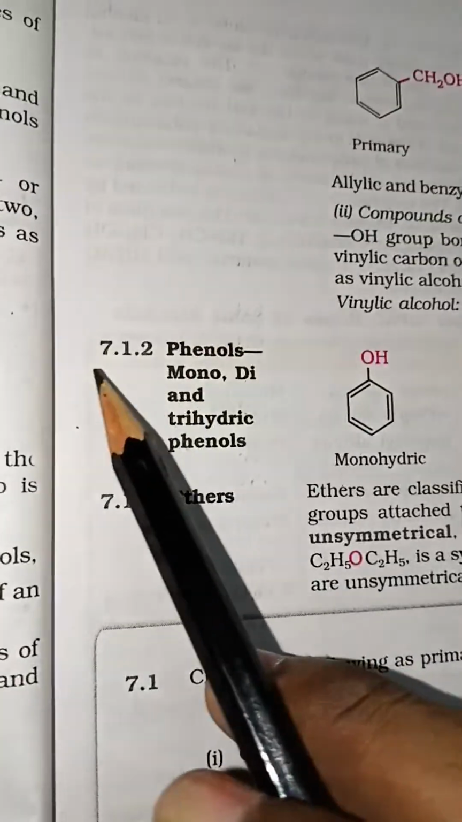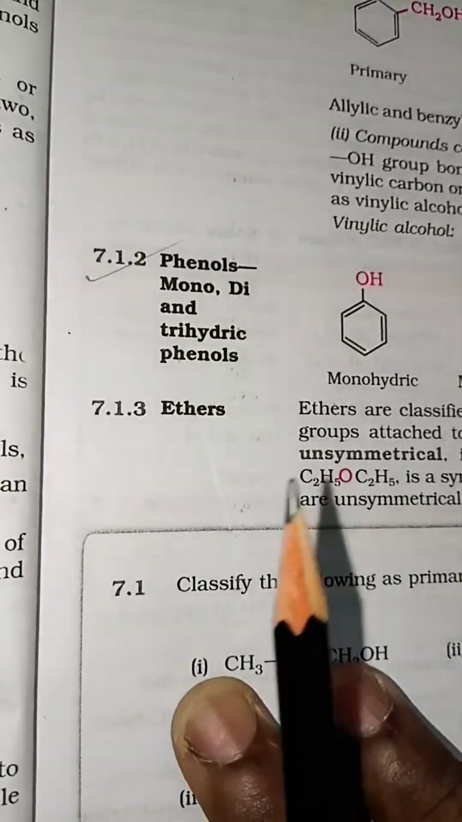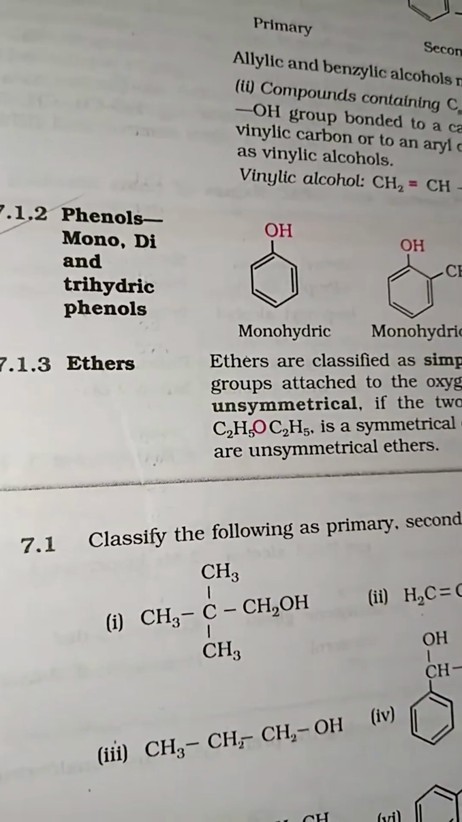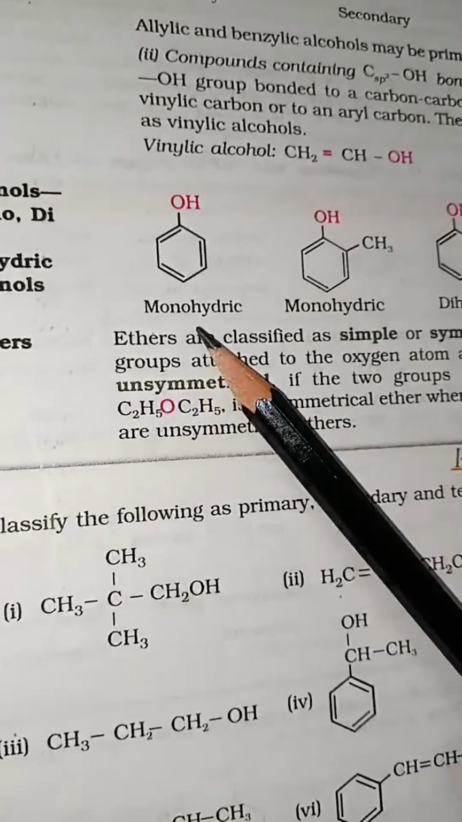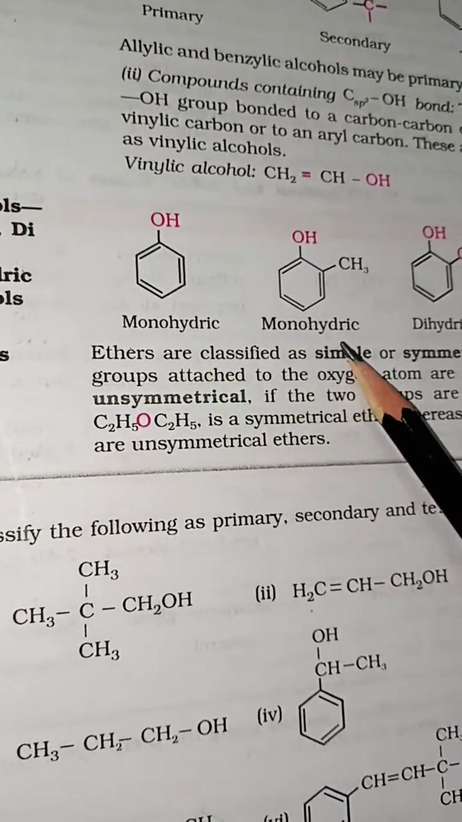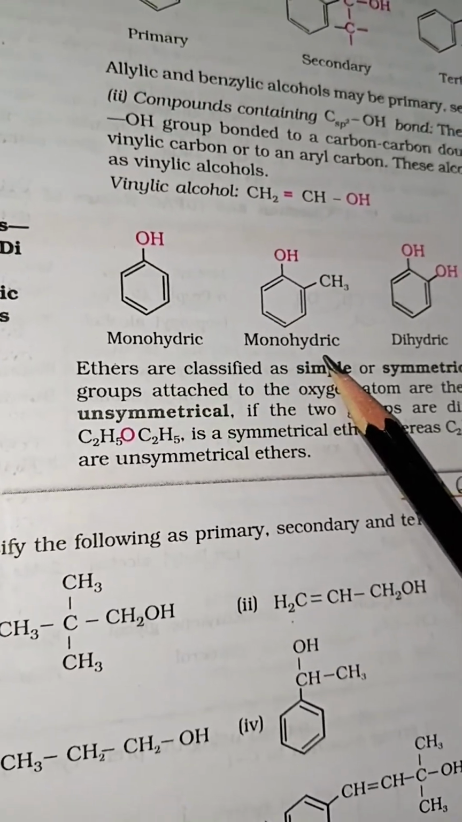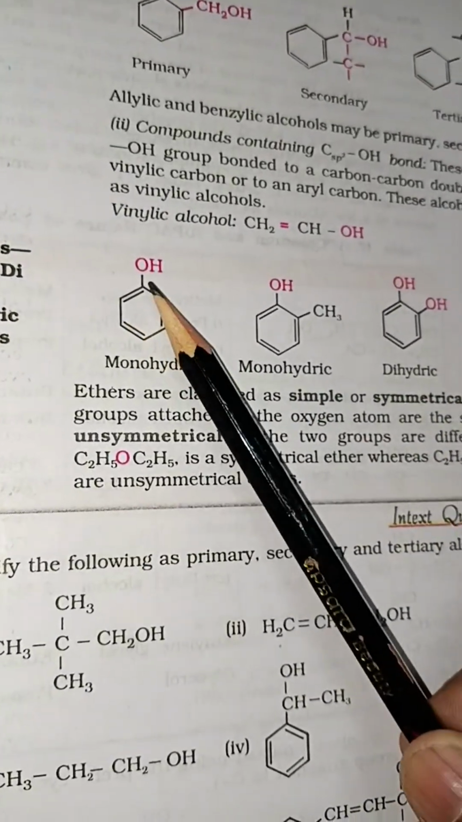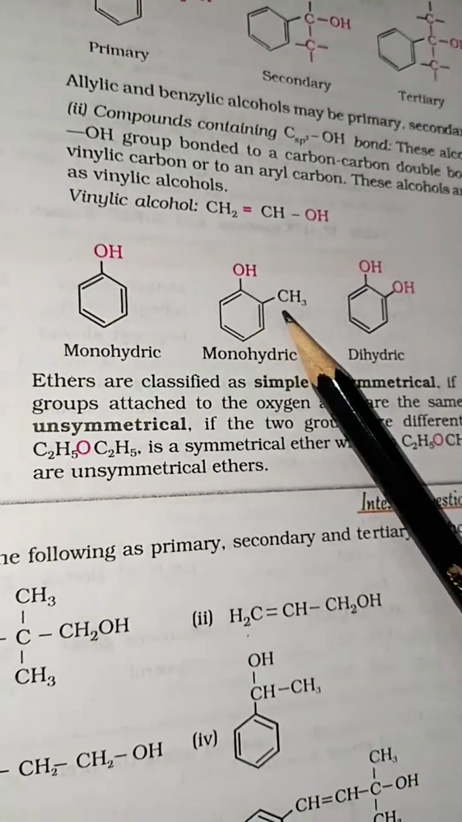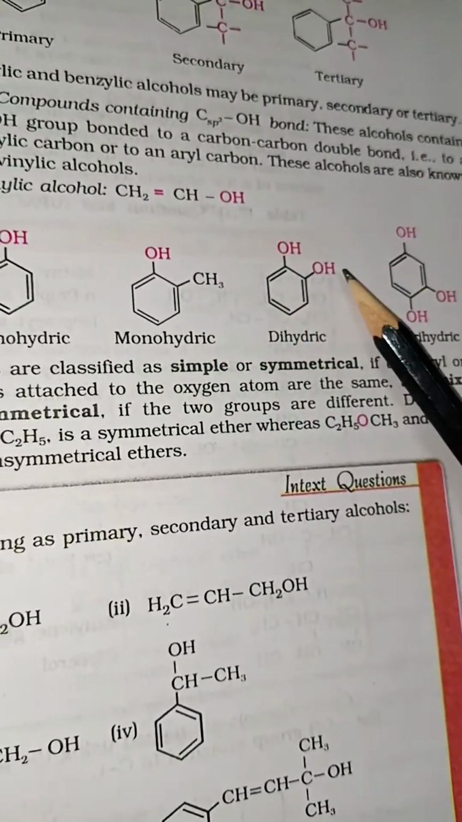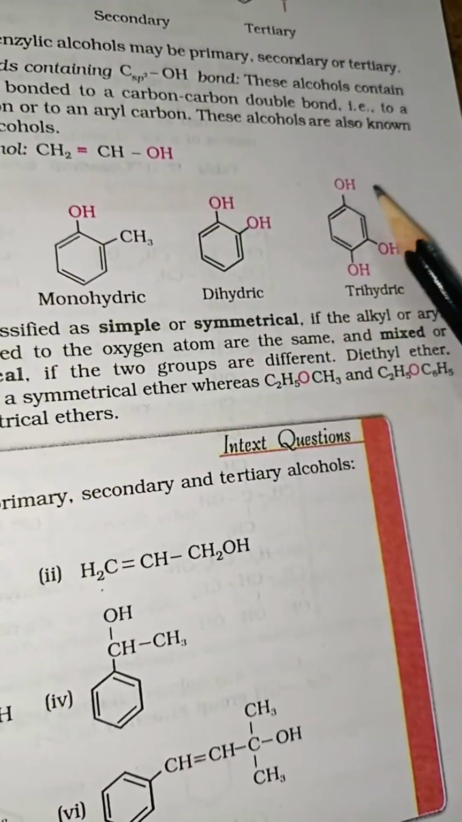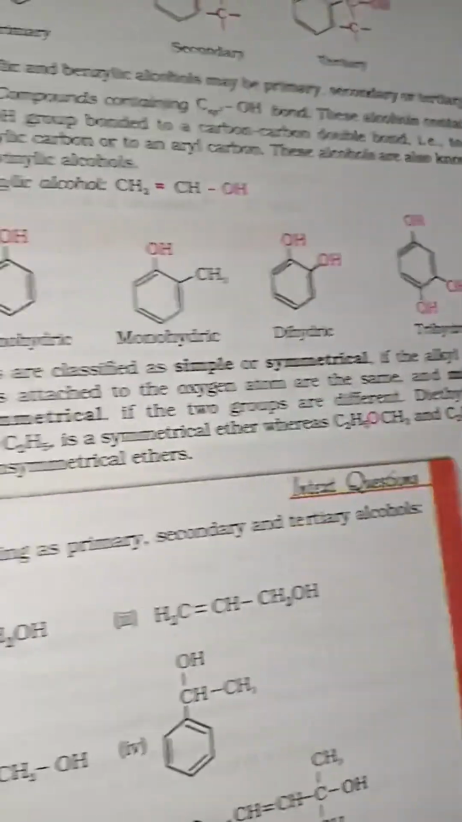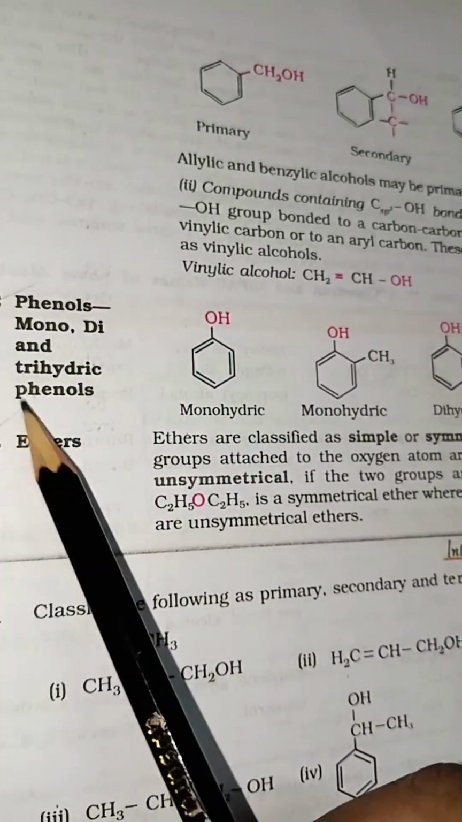The next one is phenols: mono, di and trihydric phenols. This is monohydric, this is also monohydric, this is dihydric, and this is trihydric. If you can see OH here, OH and CH3, and OH and OH, so dihydric, and OH three times, so it is called trihydric.